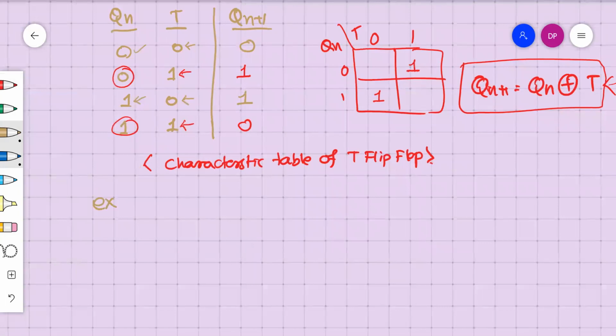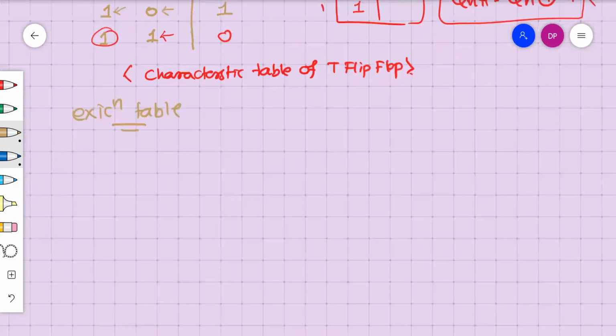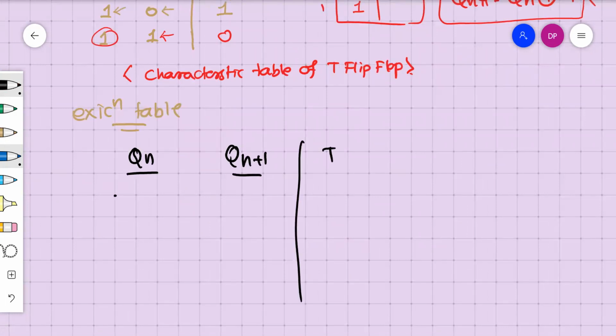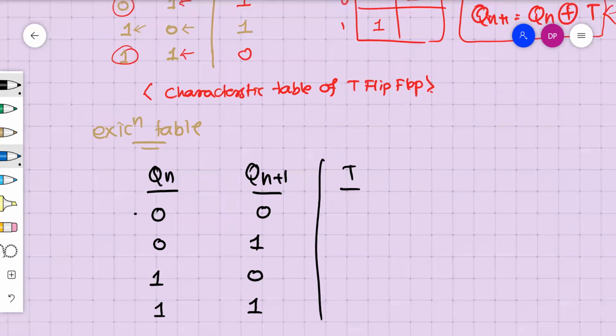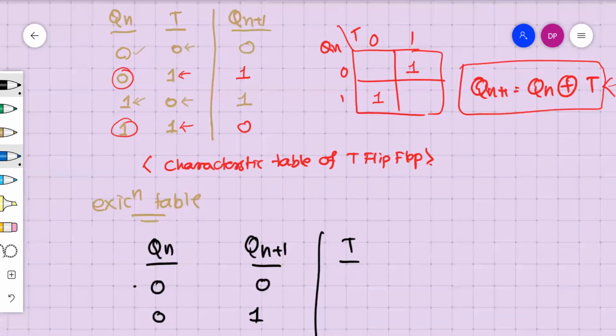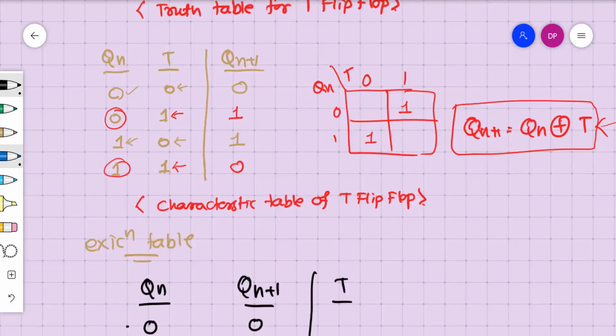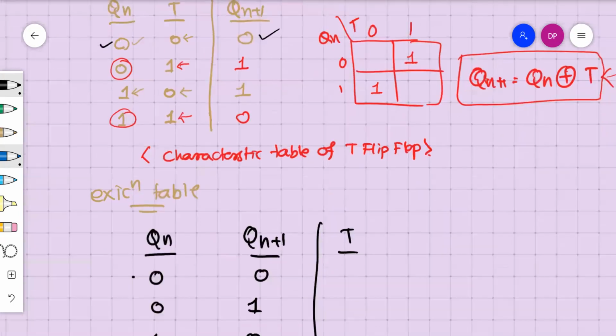Okay, right. So make the excitation table out of this. How can you make the excitation table out of this? You'll take Qn, Qn+1 and write the value of T. So possible combinations are: 0 0, 0 1, 1 0, 1 1. Now look at the table where the present state is 0 and the next state is 0. You can see present state is 0, next state is 0. The value of T is 0, isn't it?